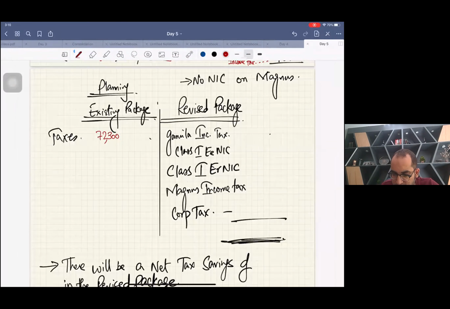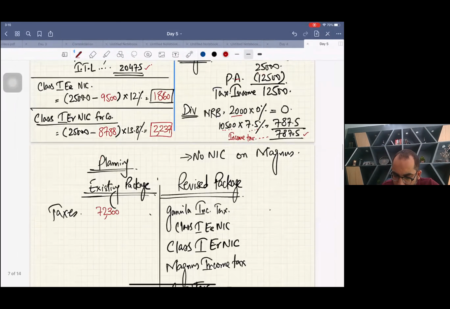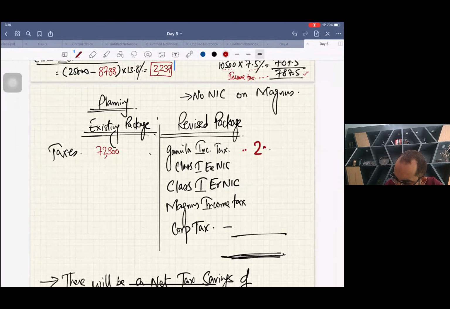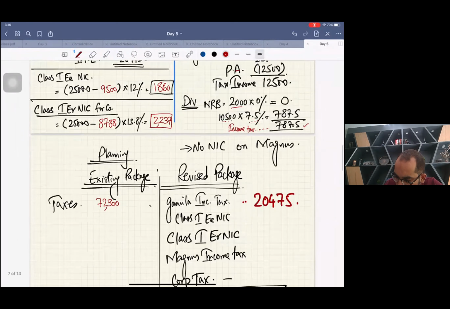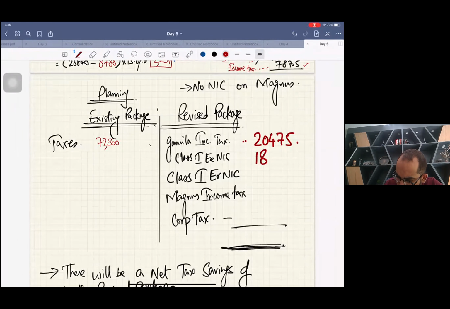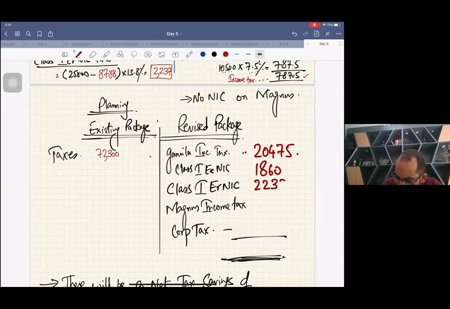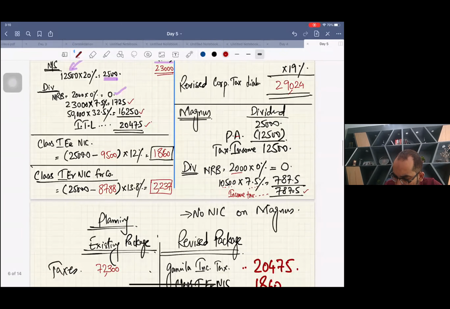Now, what does the revised package say? Jamila's income tax is 20,475. Class 1 employee NIC is 1,860. Class 1 employer NIC is 2,237. Obviously, this is relevant. Magnus's income tax is 787.5 and corporation tax was 29,024.